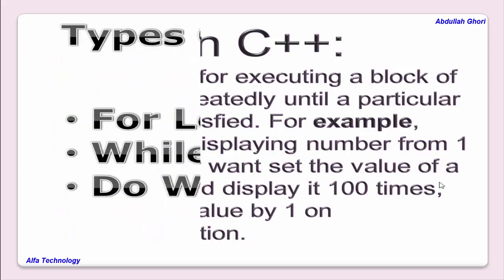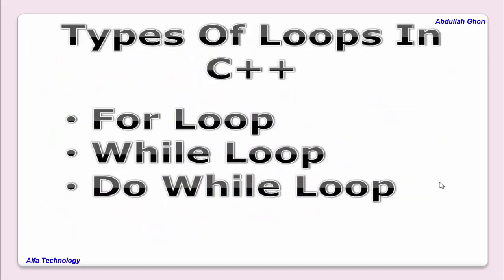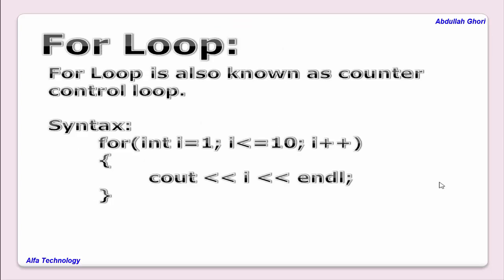So there are three types of loops in C++: number one is the for loop, then the while loop, and the do while loop. So what is the for loop? The for loop is also known as the counter control loop. The for loop is very useful when the number of iterations is already known. So let's say you want to print numbers from 1 to 10, then it is best to use a for loop.